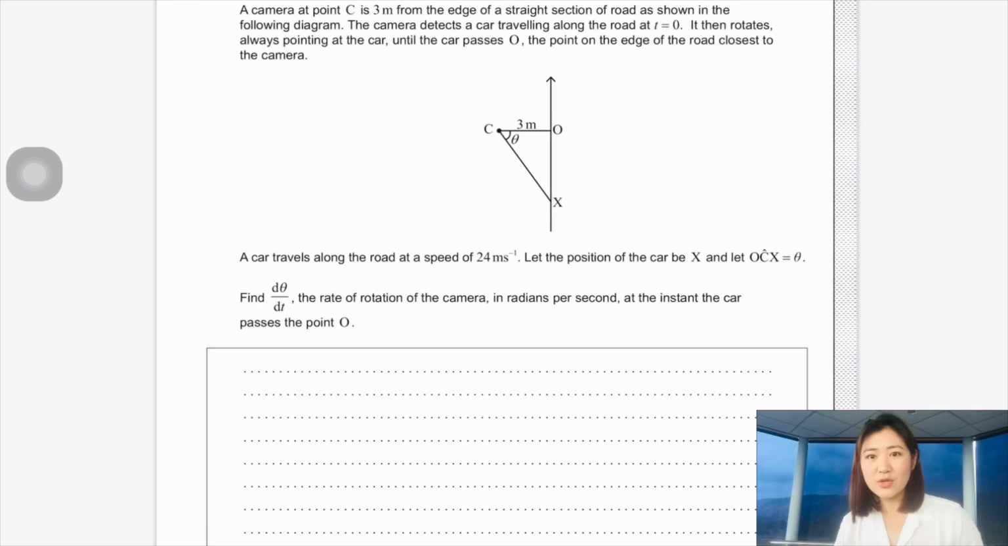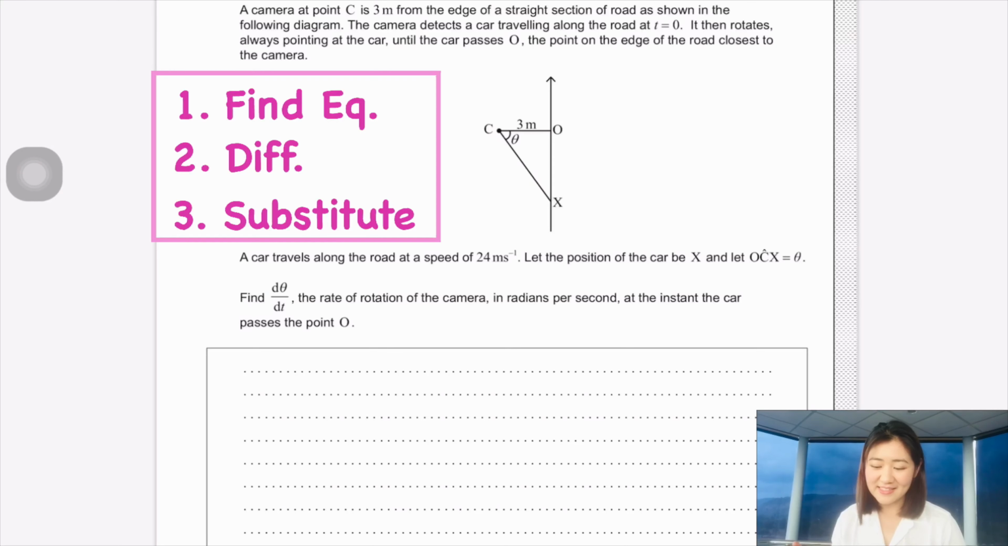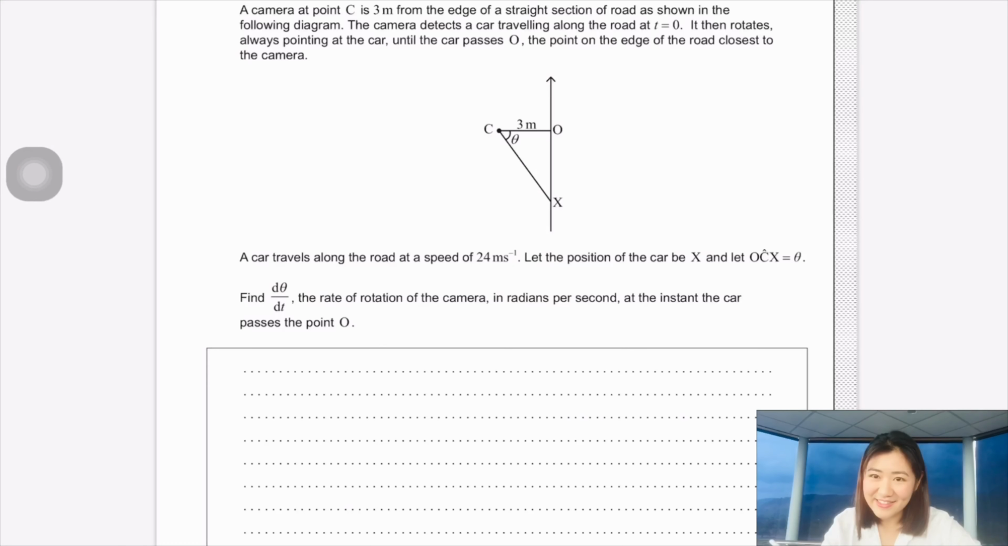About the rate of change, we actually have 3 simple steps. The first one, you just find the relationship in the whole question, find an equation, and then you just differentiate it. And the last step, you just substitute, and then you get the answer. 3 simple steps. But the most difficult thing is the first one: how to find the equation. Okay, let's do it together.